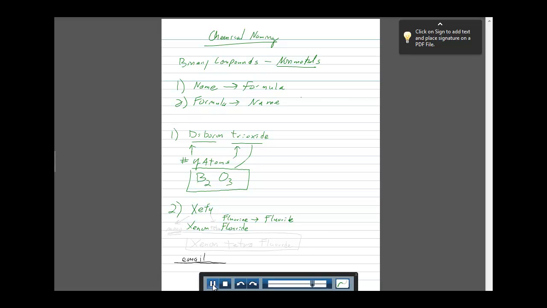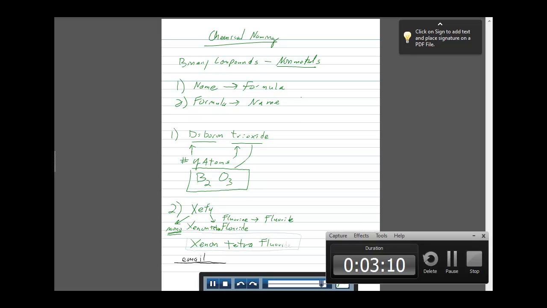And now it's time to look at the prefixes that we might use. Now, the xenon, there's one of them, and so the prefix of 1, of course, is mono. The fluorine has 4, and the prefix for 4 is tetra. But whenever we have a prefix of mono for the first element, we're not going to use that. And so we end up with the name of xenon tetrafluoride. And that's what we have.